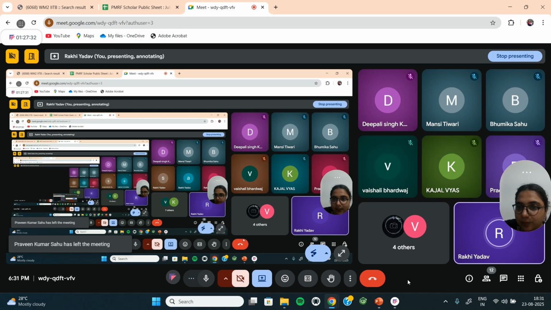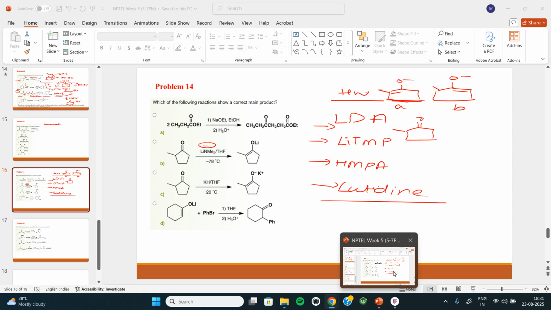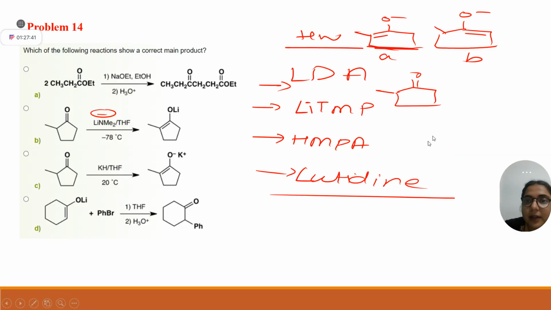Dipali, Shubham, am I audible? Yes, ma'am, you're audible. Can you please show the structure? I'm asking, among A and B, which enolate is more stable? A, ma'am.